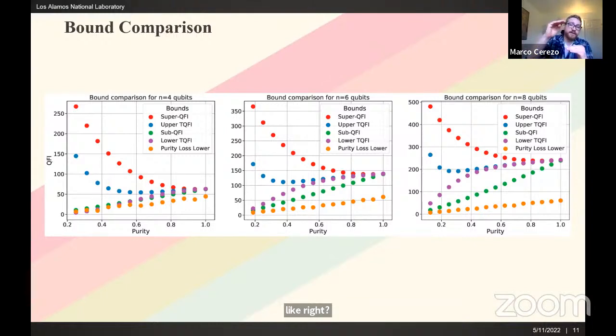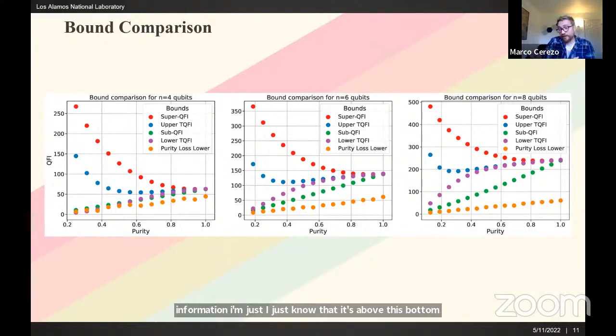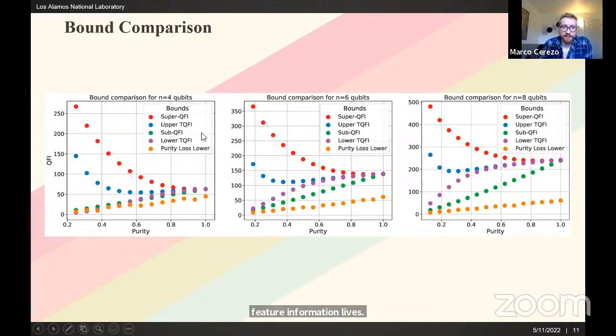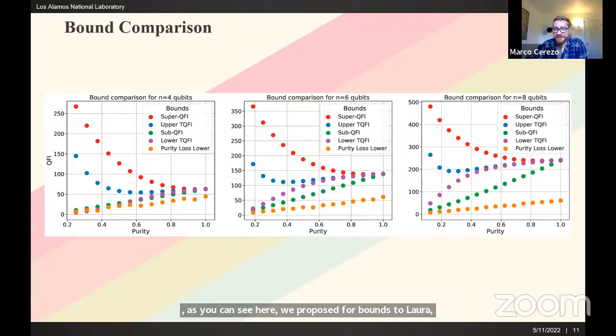I just know that it's above this value. So the upper bound helps to put a range here. It's not that useful for the training part, but it is useful to get an accurate estimate of where your quantum feature information lives, right? And I didn't get into the detail because, as you can see here, we proposed 4 bounds, 2 lower and 2 upper, and I didn't want to bore you all with formulas and mathematical equations.